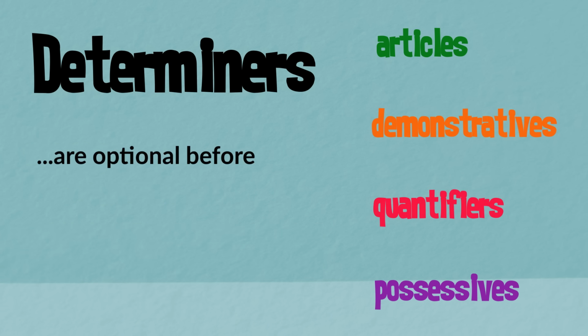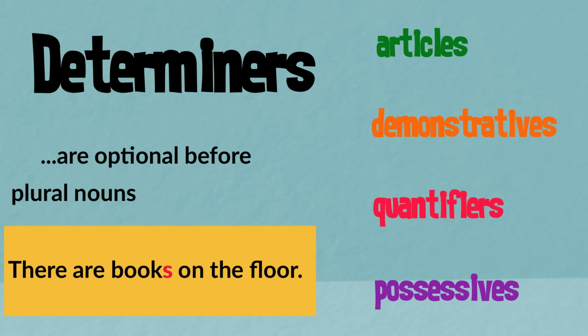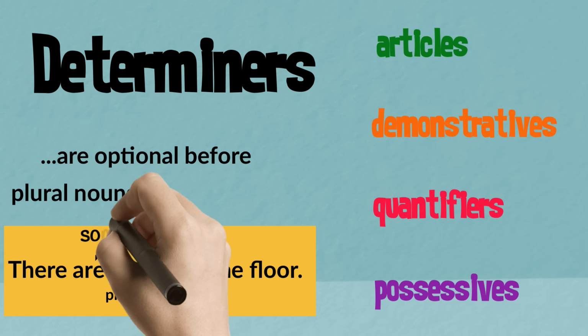Determiners are optional before plural nouns. For example, we could say, "There are books on the floor." Because books is a plural noun, we don't need to use a determiner. We might choose to, but we don't need to.